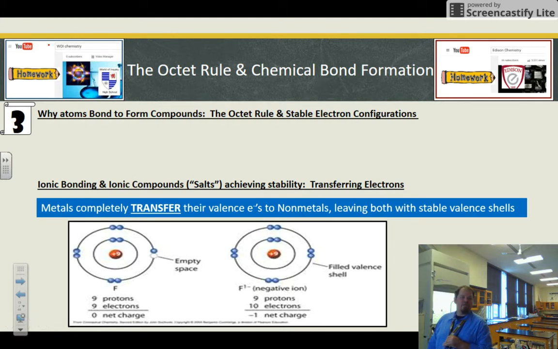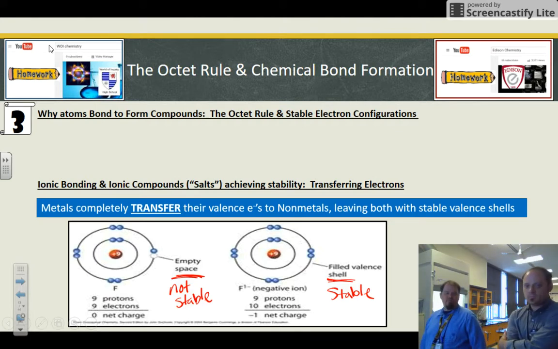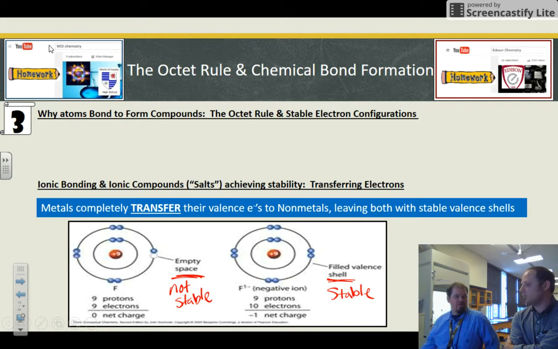In ionic bonding, we're going to deal with a metal atom completely transferring its valence electrons, because remember, metals are losers. They want to get rid of their electrons. They're going to completely transfer their electrons to the nonmetals, leaving both now with stable valence shells. The 8 underneath in the kernel for the metal is now stable because it lost that 1 or that 2 that it had.